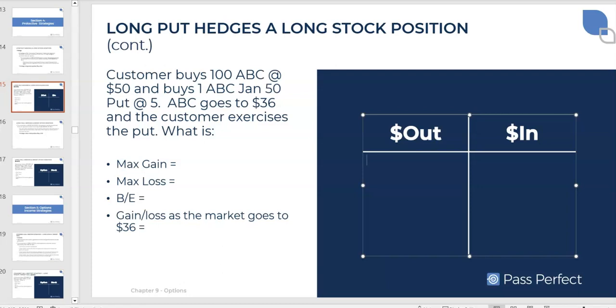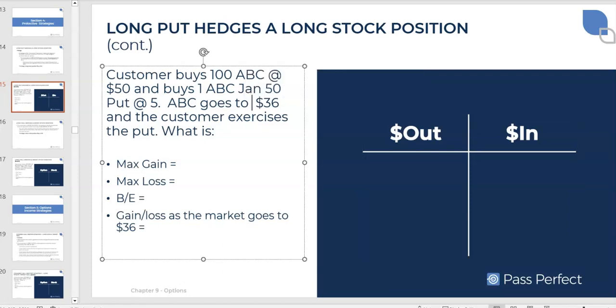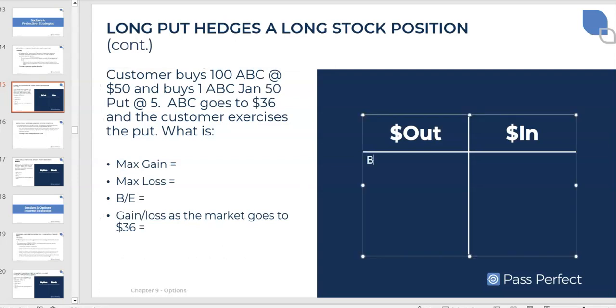So the first thing they did was buy something. We're going to buy ABC for 50. The next thing was to buy the put option. Buy put for 5.